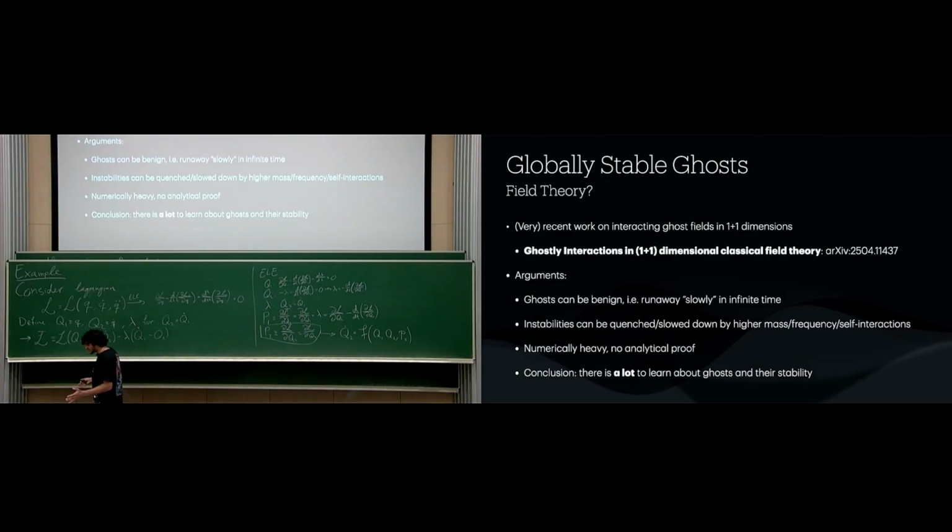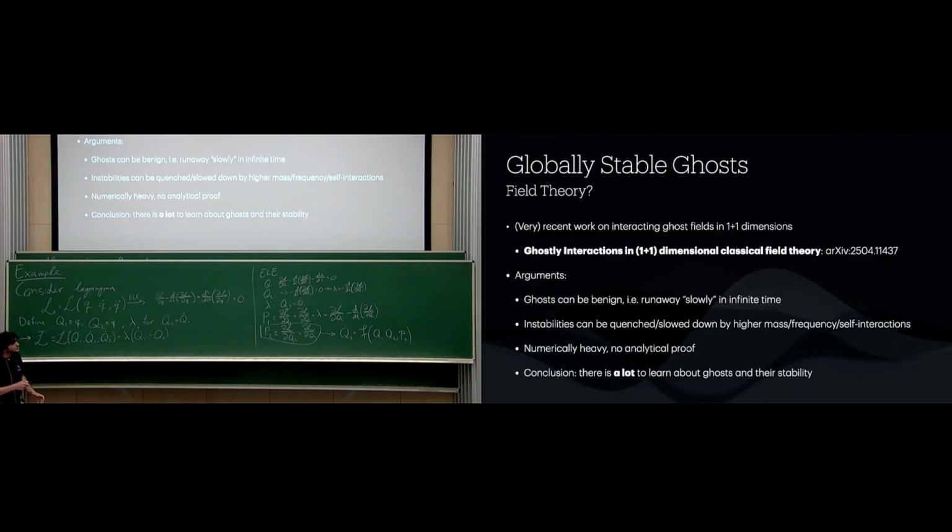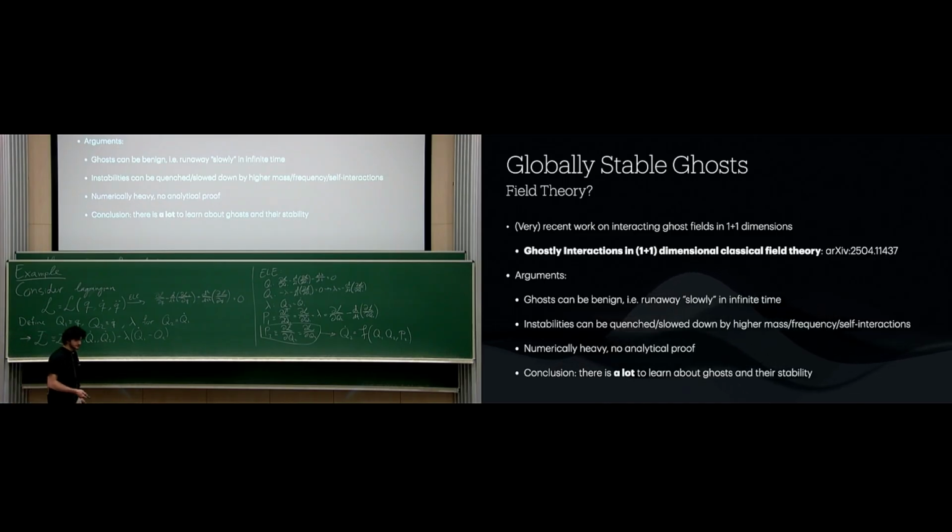Why do I bring up all of this, both the classical mechanical case and the field theoretical case? It's because we have Ostrogradsky's theorem, which tells us that you're generally going to see instabilities from higher derivatives. The Hamiltonian is unbounded from below. Generally, you will see runaways. But there are exceptions, and there are actually a lot of exceptions, and that's the point. We actually don't know a lot. We know a lot, but there is a lot to learn about ghosts and their stability, and generally about the dynamics of Lagrangian and Hamiltonian mechanics.